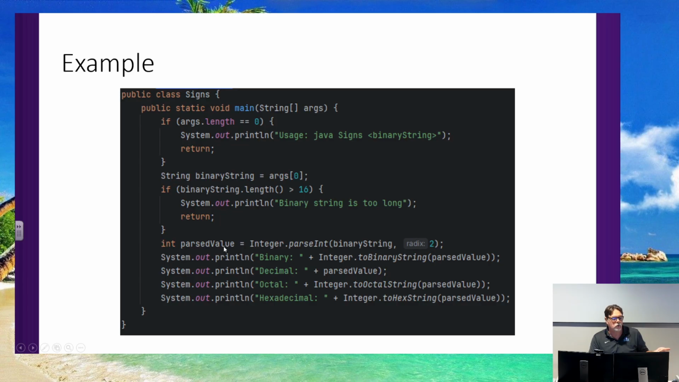So I have a variable called parsedValue. It's an integer data type. I'm using the class Integer. I'm using a method in that class called parseInt. I'm passing it a string of characters, and I'm saying 2, which is the base that I want you to interpret those characters as. So it does it for you, right? You don't have to write the code to do that.